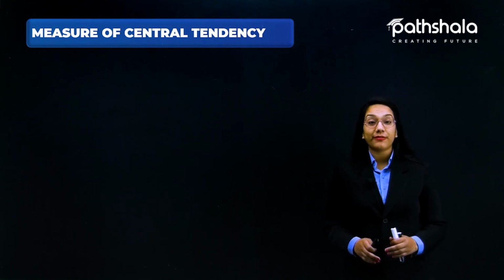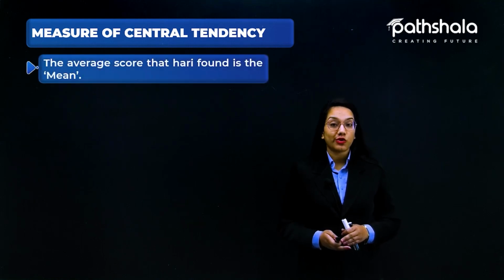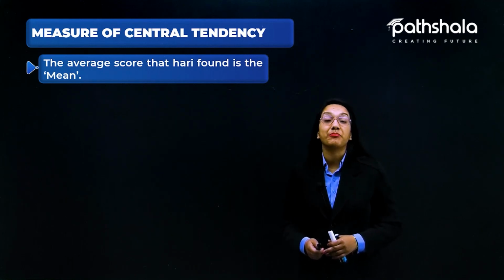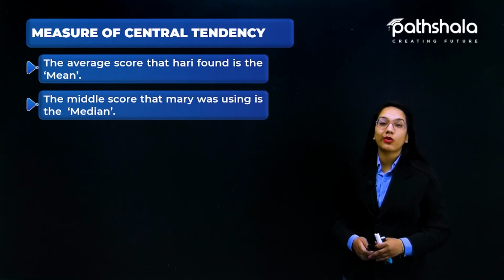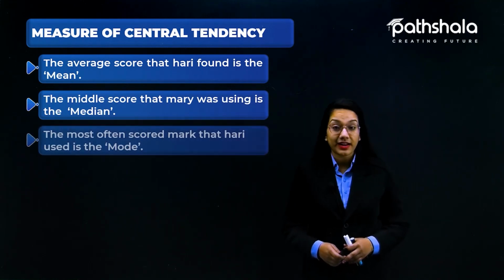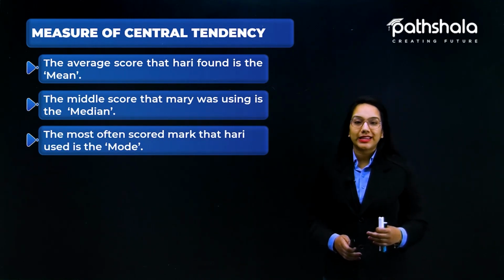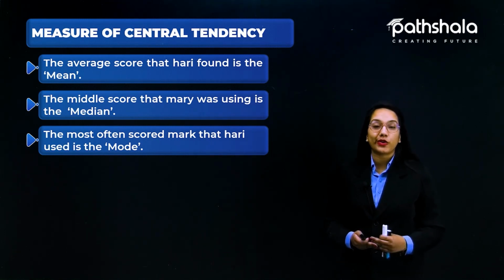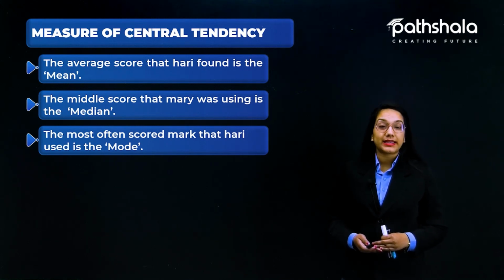So let's just see the three ways that are adopted by Harry and Mary to see whose performance is better. First of all, the average score that Harry found is nothing but called the mean. Mean is one of the measures of central tendency, and further the middle score that Mary was using is called the median, and the third, the most often scored mark that Harry was using, is called the mode. So we have three measures of central tendency that we are going to do in this particular topic. The first one is the mean, the second one is the median, and the third one is the mode.